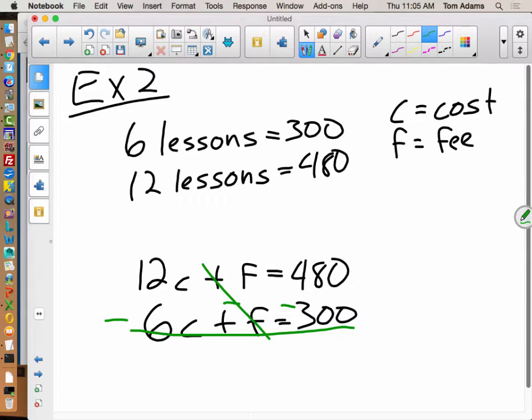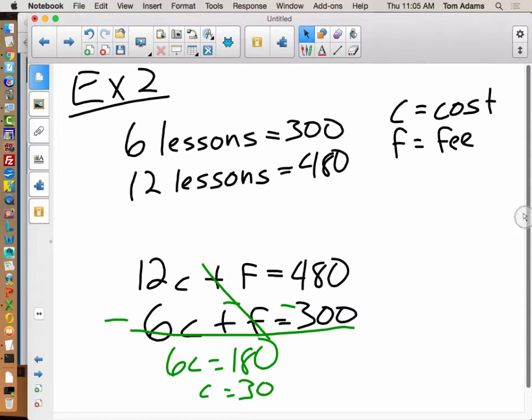Now the reason I did that, what's F minus F? 0. Nothing. Nada. What's 12C minus 6C? 6C. What's 480 minus 300? 180. Equals 180. Okay, cool. So what's C? 30. So the cost per lesson is 30.